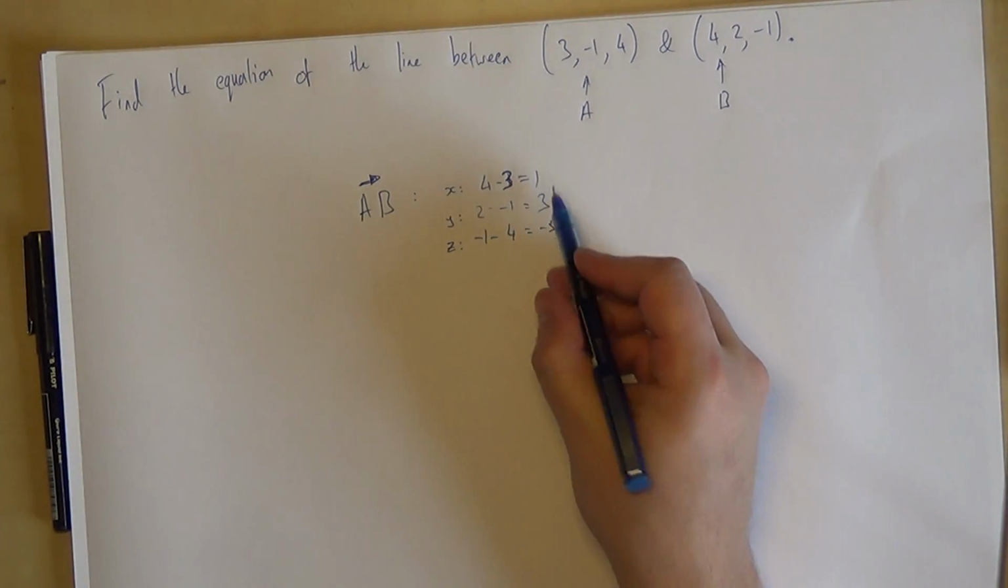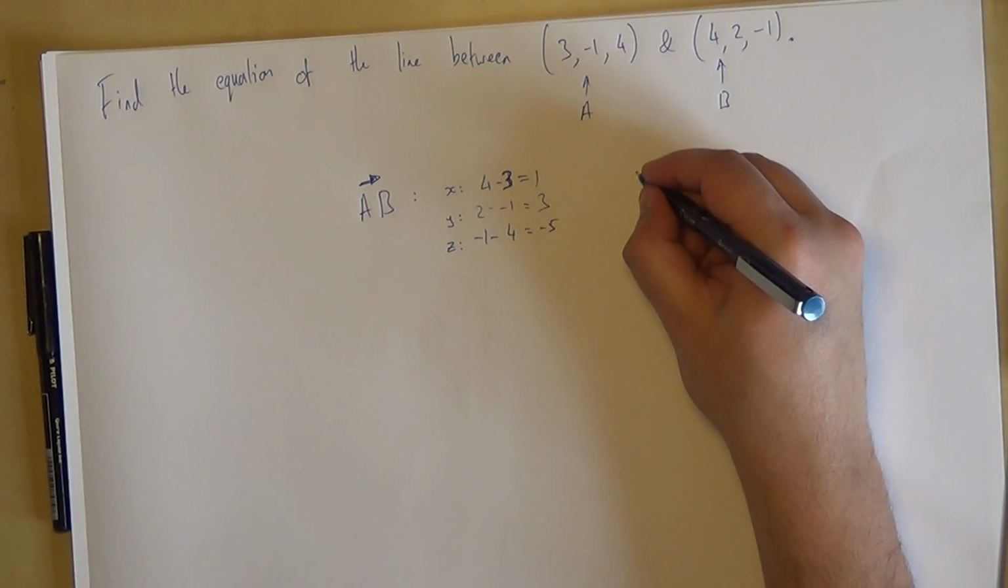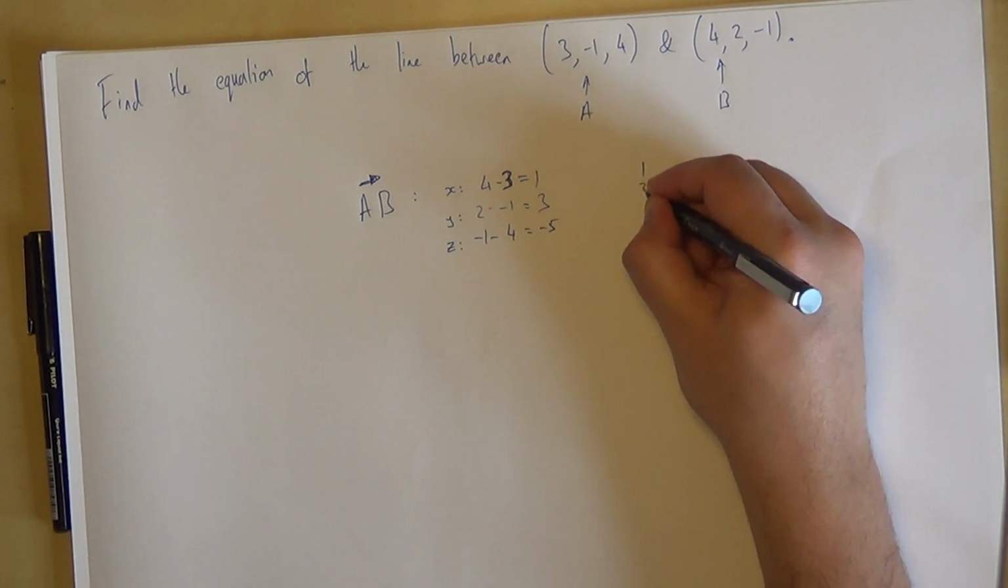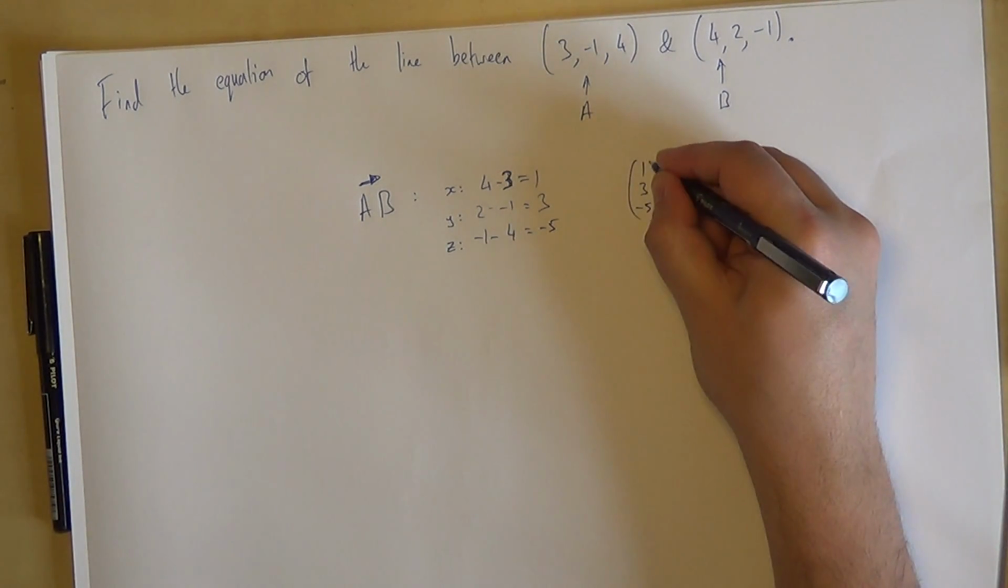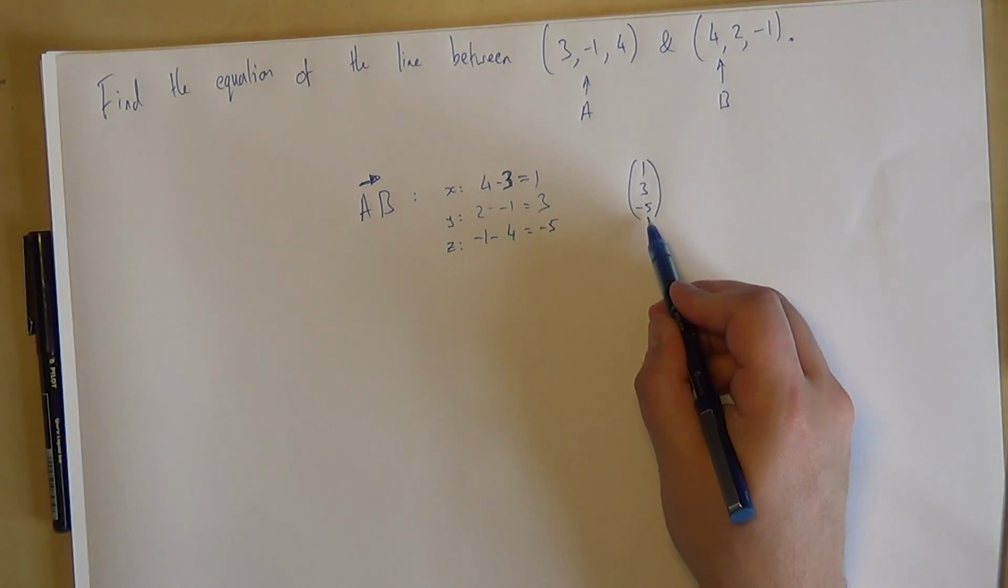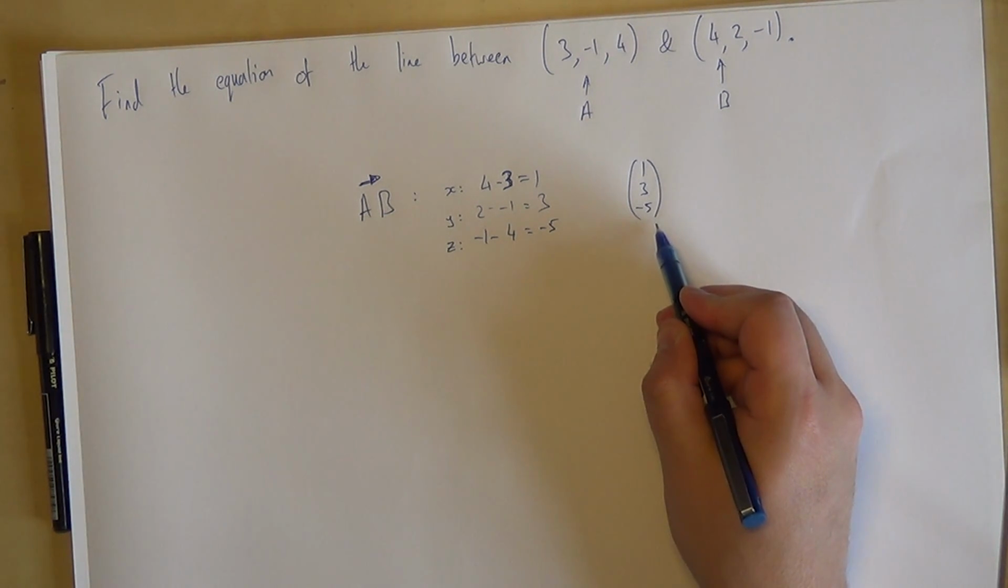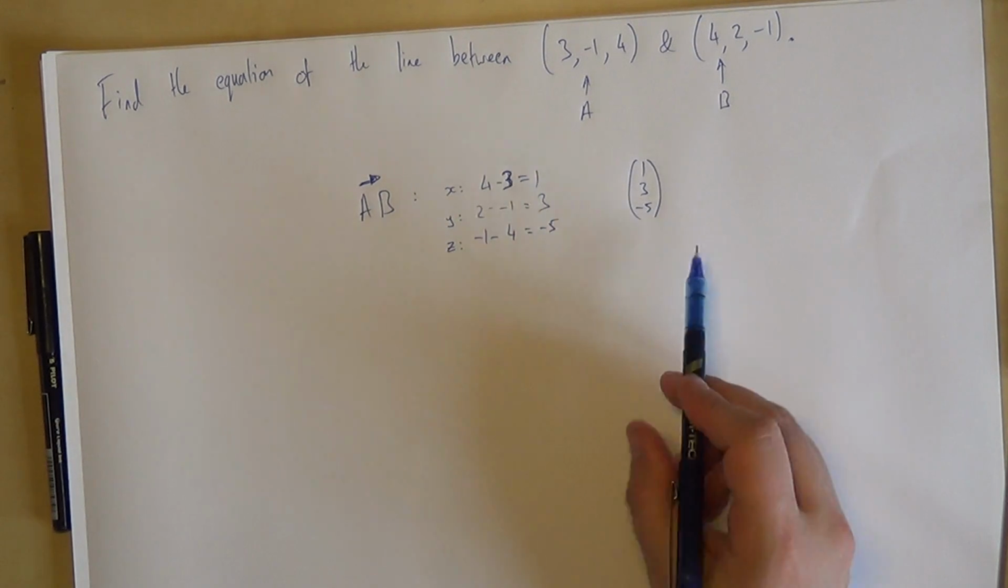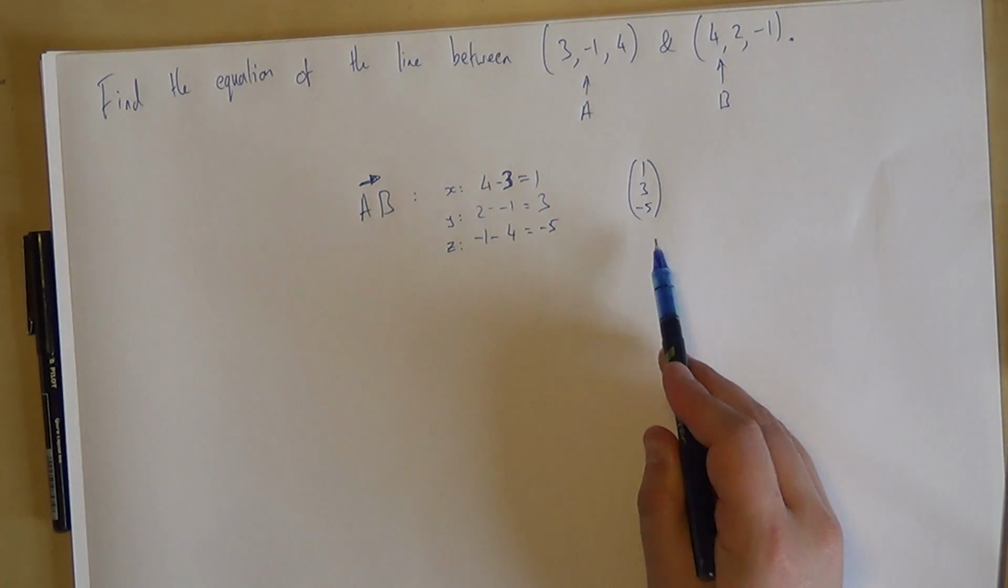Okay, so the vector 1, 3, -5 is the vector that goes from A to B, and therefore it's in the direction of the vector from A to B, rather obviously. But it's the direction that we care about. So this is the direction vector for the line.